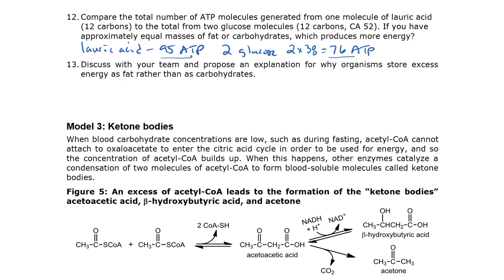So which has more energy? If you have about equal masses of fat or carbohydrates, it's going to be fat, right? Because it produces more energy for the same approximate number of carbons. It's actually less mass because it has a lot fewer oxygens. So, given that, why do you think organisms store excess energy as fat rather than carbohydrates? Pause and write an explanation.